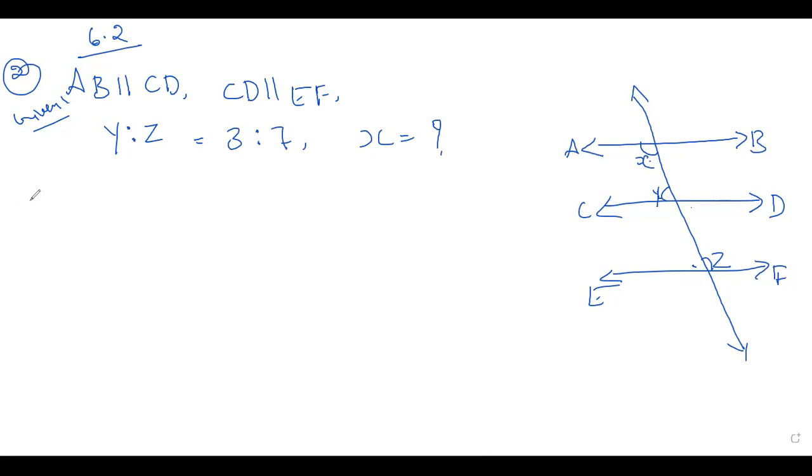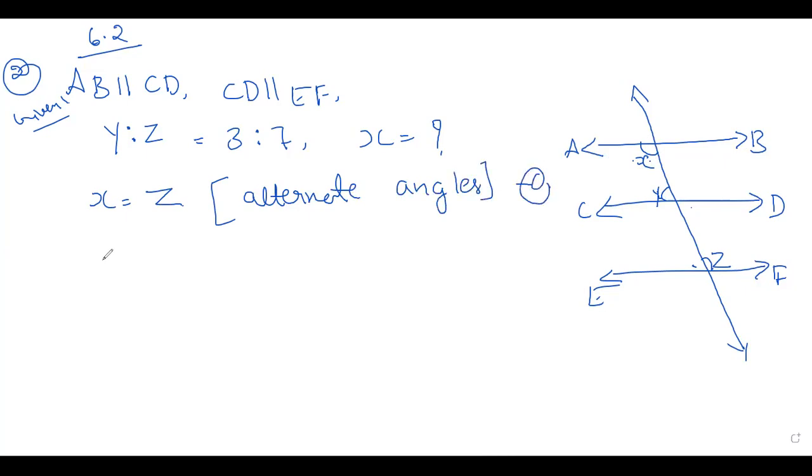Here you can write x is equal to z. See children, directly I will write x is equal to z. Which angles are there? Looking at AB and EF, x and z are alternate angles, right? X and Z are alternate angles. Okay, children. Now, what is given in the question?